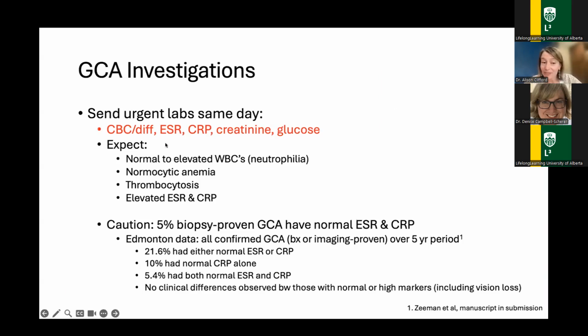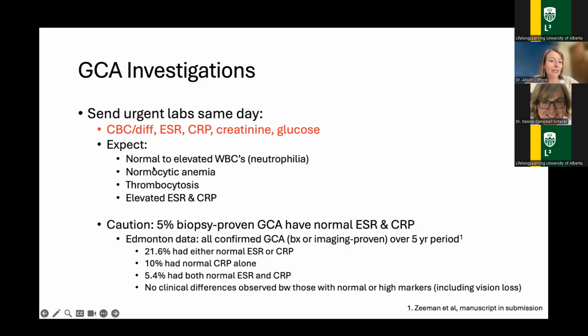I like to send a CBC diff. I like ESR and CRP. I know that's hard for many people to get the ESR now in clinical practice. And then creatinine and glucose. Glucose is not essential for the diagnosis by any stretch, but step 2 is usually the prednisone, so it's nice to have a baseline glucose to see where we're living before we add that in.